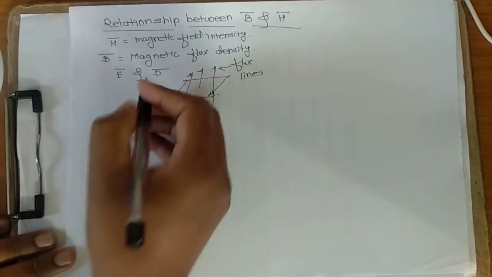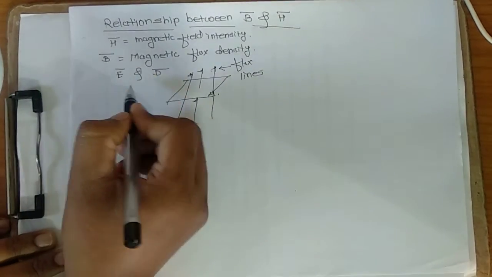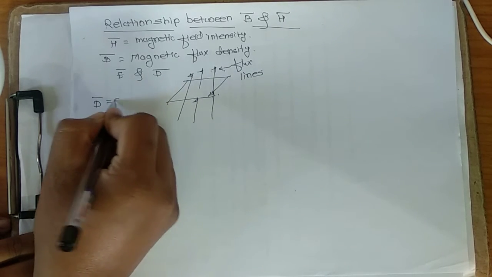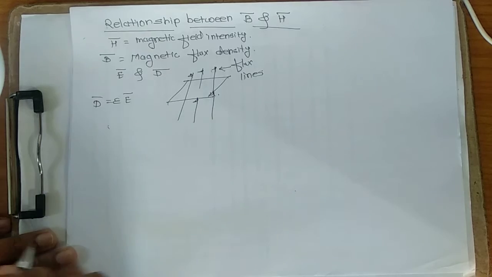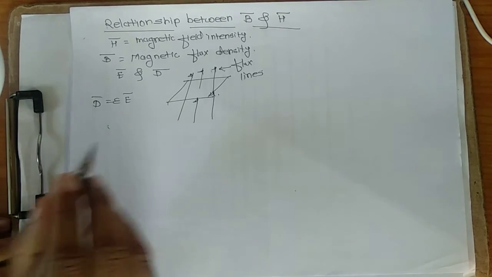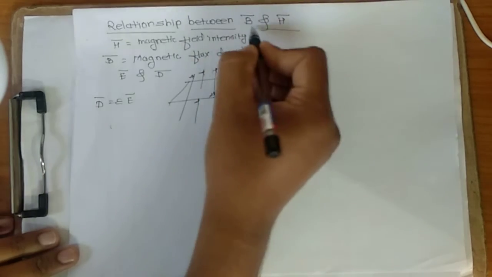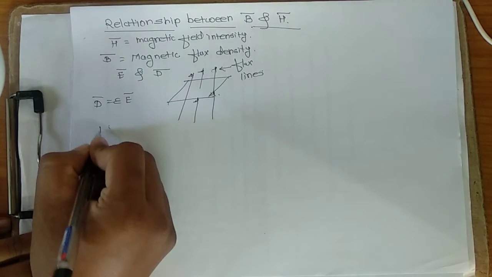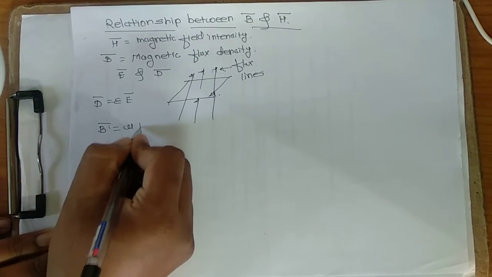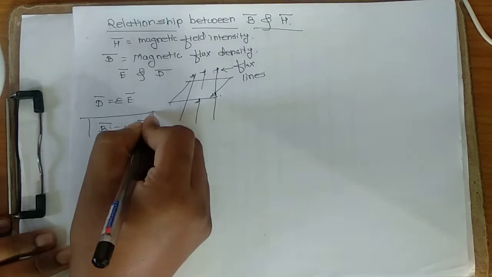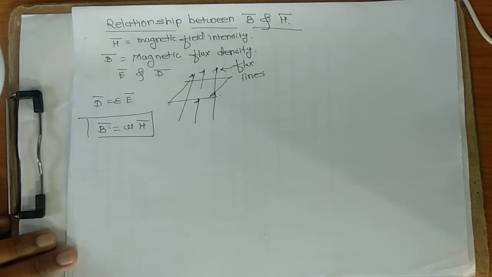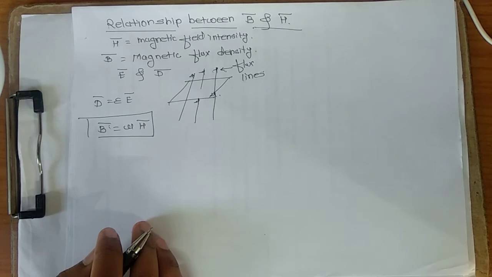We have to find out some relation between them, as we found the relation between D bar and epsilon E bar in the electric field. Similarly, we have to find the relation between B bar and H bar. It is very simple: B bar is equal to mu into H bar. This is a very important relation that we will use everywhere, in the Maxwell equations and many other applications.